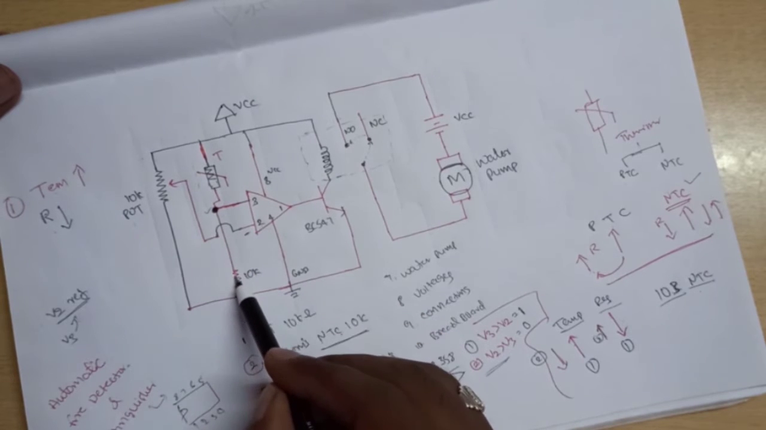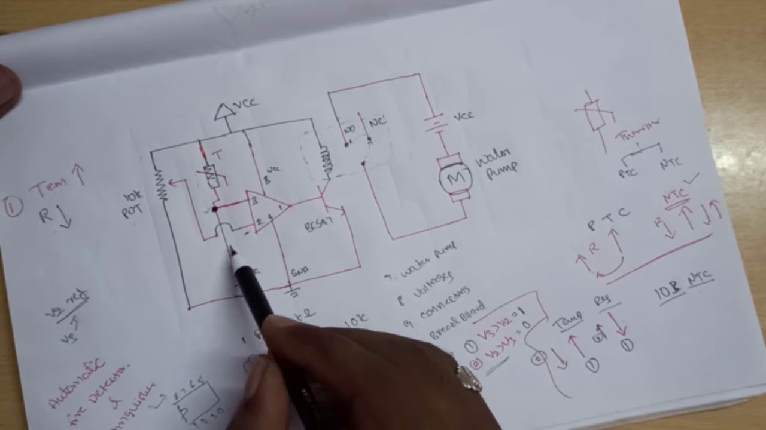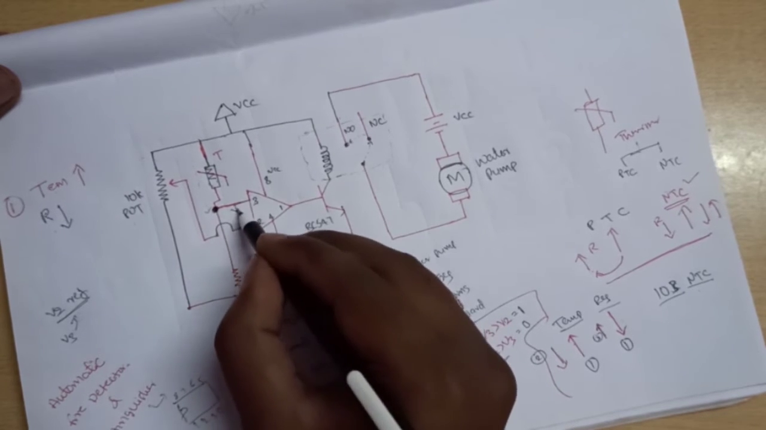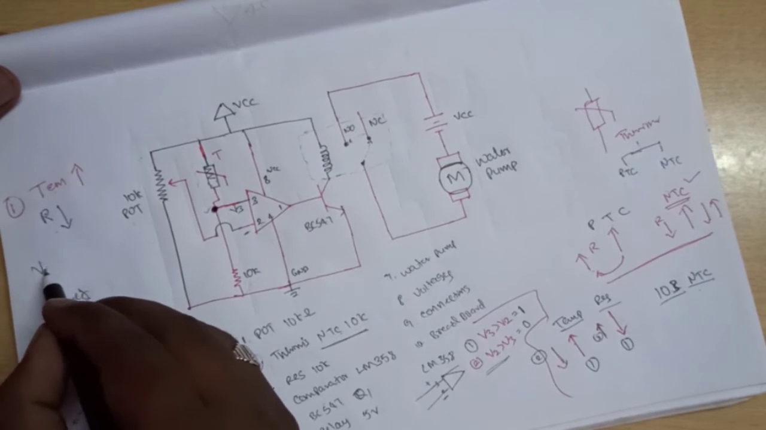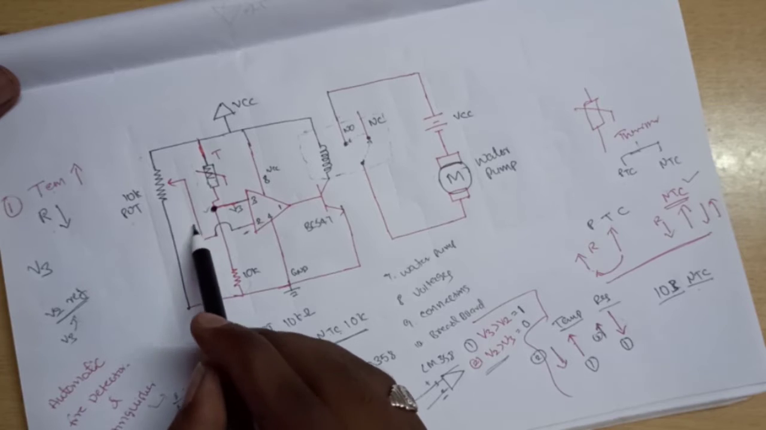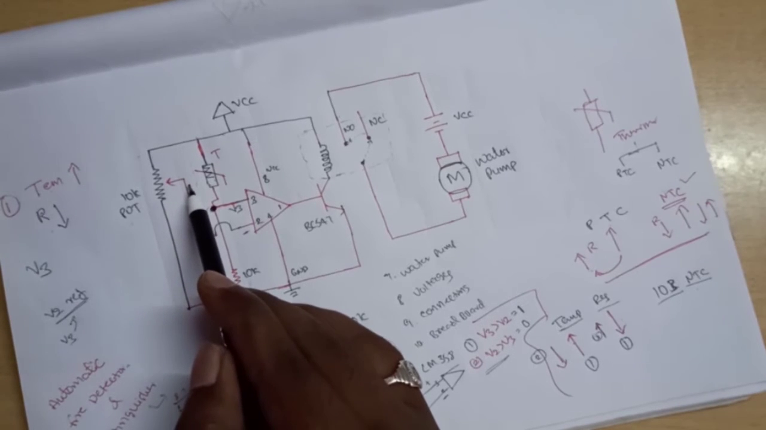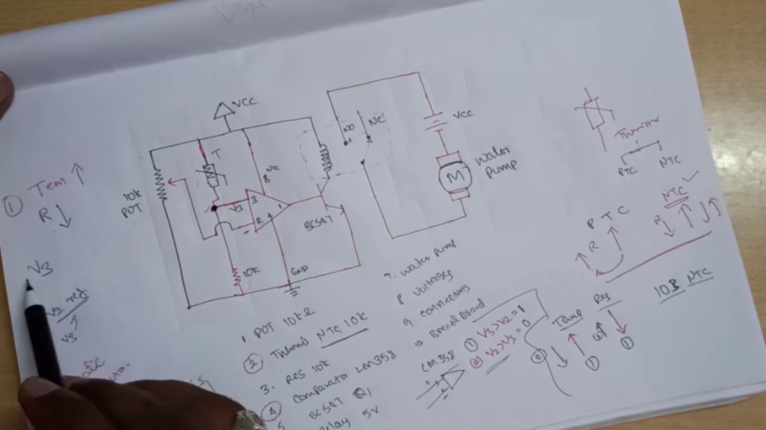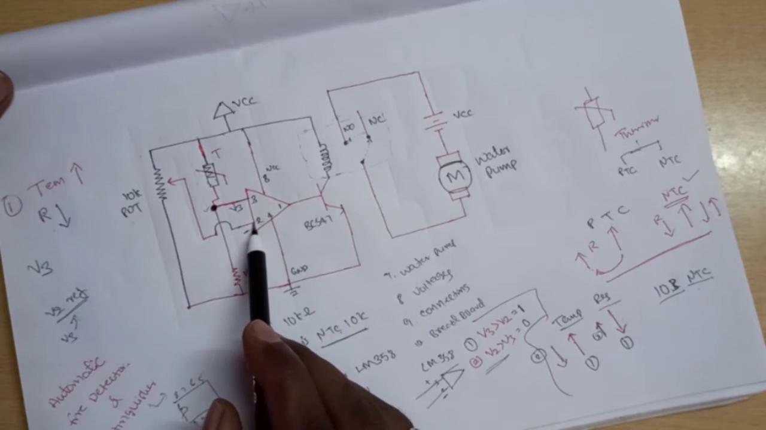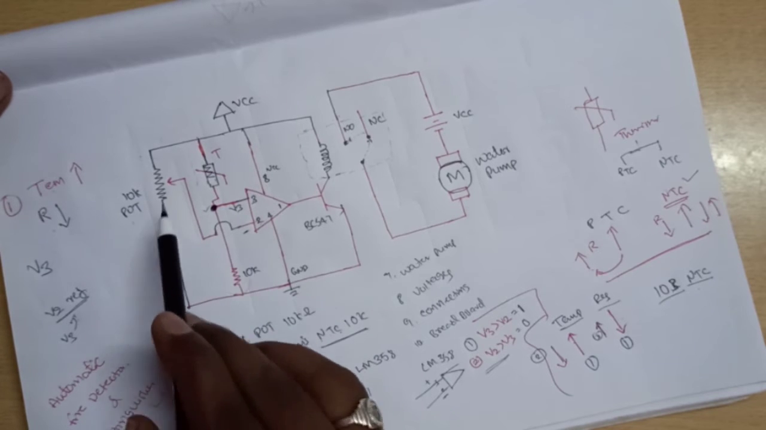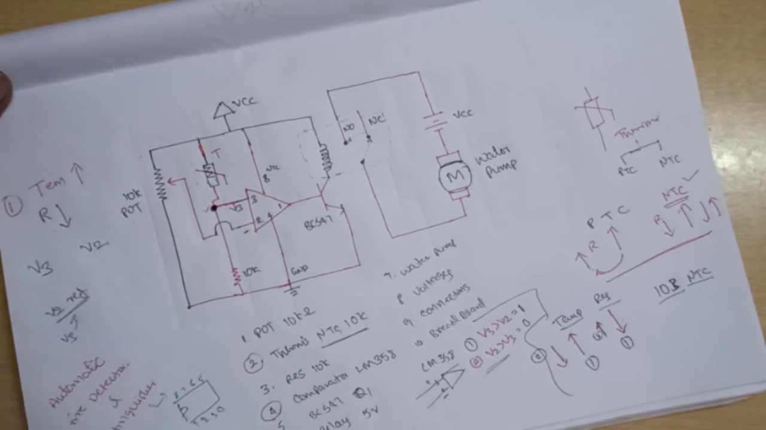And here we have a resistance. Voltage will be developed across it. Due to this resistance, voltage will be developed at this node. So this node is V3, right? And the second terminal is already connected to the VCC. So this is the second pin of the comparator. So this is the V2.